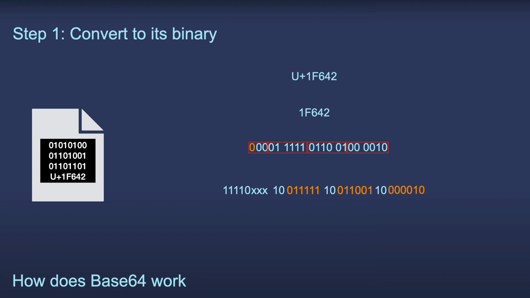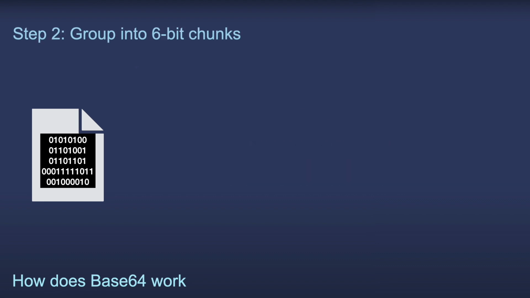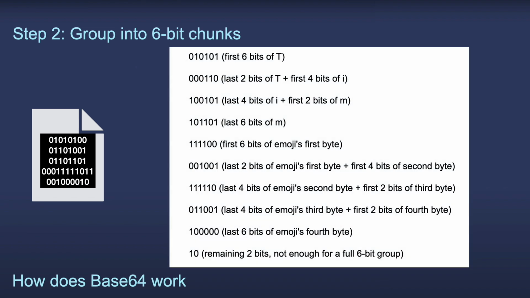So here, we converted the string to its binary representation. Next, we will group the bits into 6-bit chunks. Base64 requires the input to produce a number of 6-bit groups that correspond to a multiple of 4 output characters. To make the bit count divisible by 6, we pad the input and add 4 zero bits to the end. This gives us 10 full 6-bit groups, which will produce 10 Base64 characters.